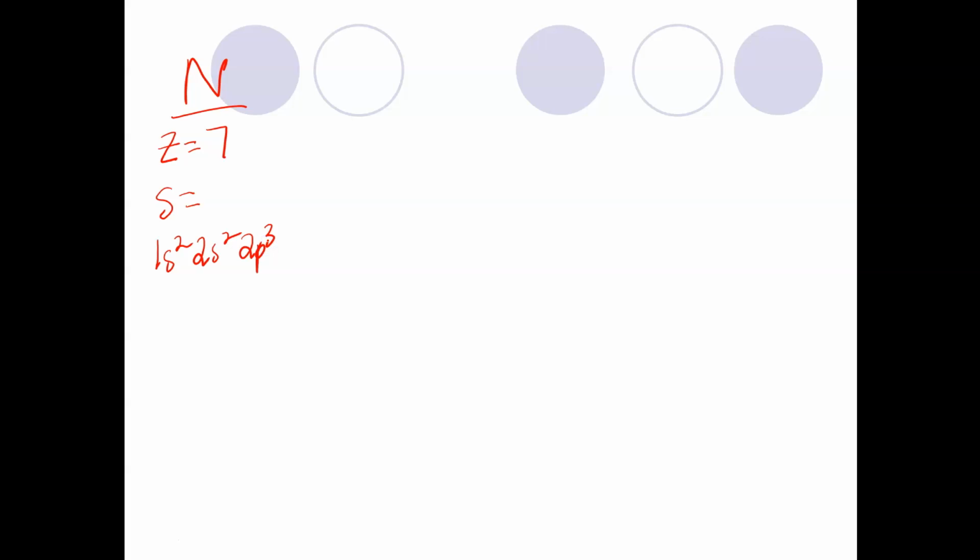So the valence electrons are the electrons in the highest energy level. Our energy levels I see are 1, 2, and 2. So which number is the biggest, between 1, 2, and 2? 2. So the electrons in the second energy level, which are these, are the valence electrons, which means anything left over are the core electrons, and that's going to be our screening constant.